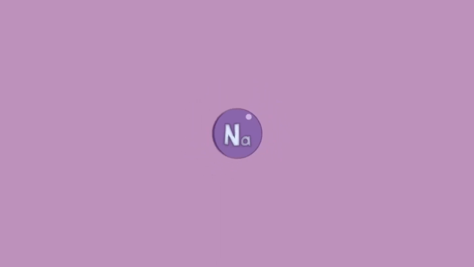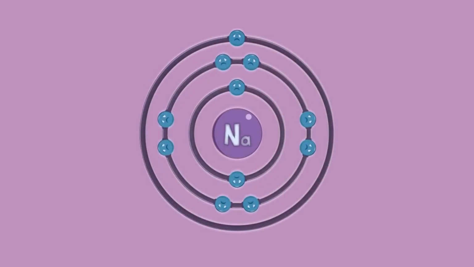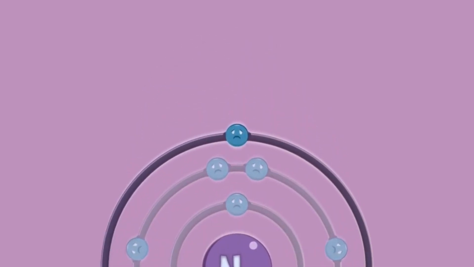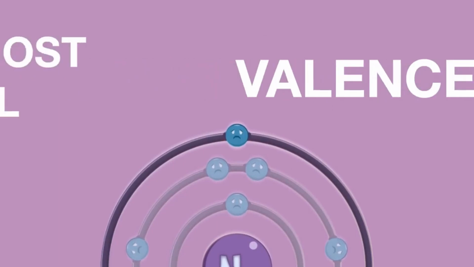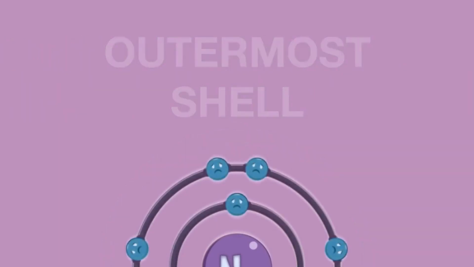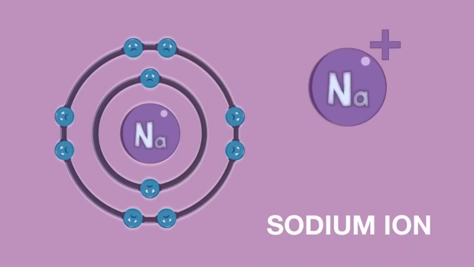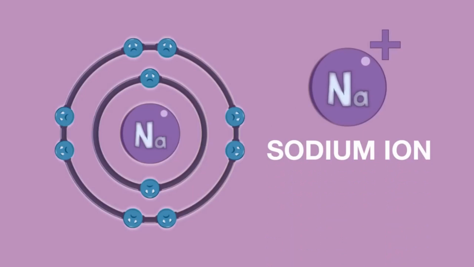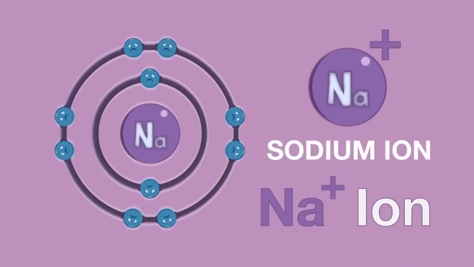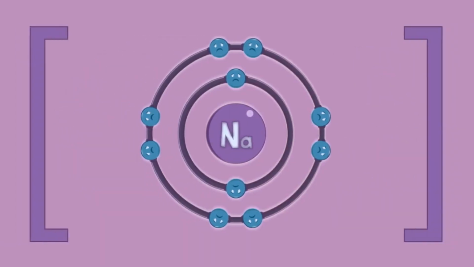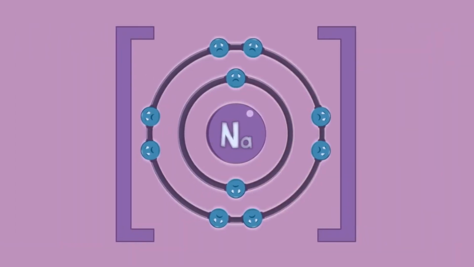Let's look at sodium as an example. Its electronic structure is 2, 8, and 1. It has one electron in its valence or outermost shell. When sodium loses this valence electron, it becomes a positively charged sodium ion. This charge is written as a superscript when writing the symbol. When drawing the electronic structure, enclose it in square brackets and write the charge on the top right-hand corner.